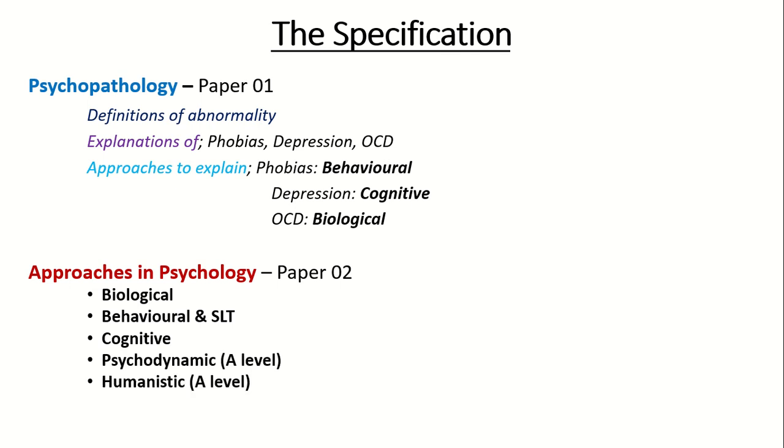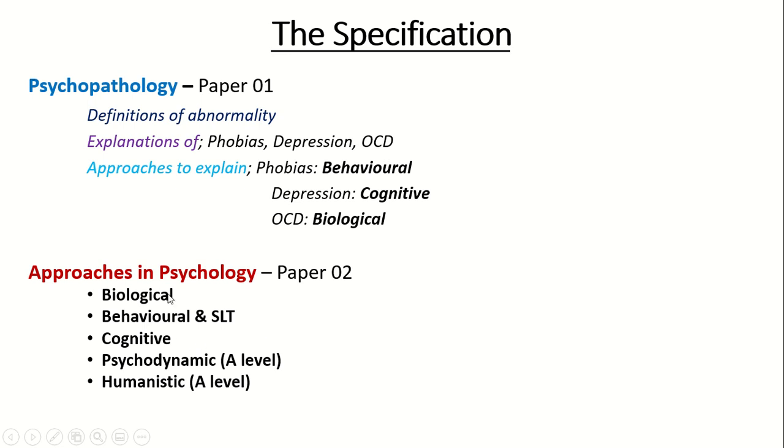Now, at the start of the course, we looked at approaches in psychology. In the first few weeks, we broke it down into each individual approach, and we looked at the key individuals. We did it as a timeline, if you remember, starting with psychodynamic and then finishing ultimately with the more modern social learning theory and cognitive psychology.